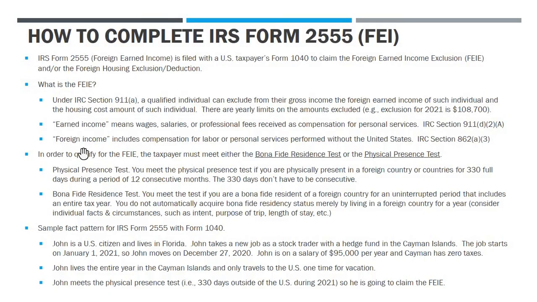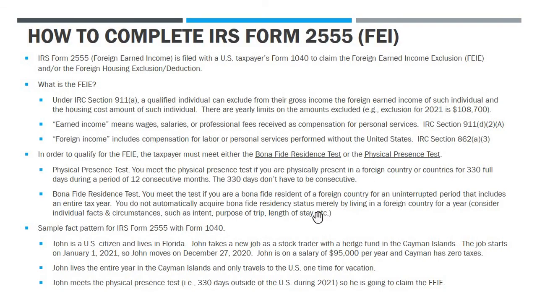Now, foreign, what does it mean to be foreign income? Well, foreign income includes, amongst other things, compensation for labor or personal services performed outside of the United States of America, right? And so this definition of the source for foreign income, you can find this in 862(a)(3). So 862 covers income from foreign sources, and then 861 covers income from U.S. sources.